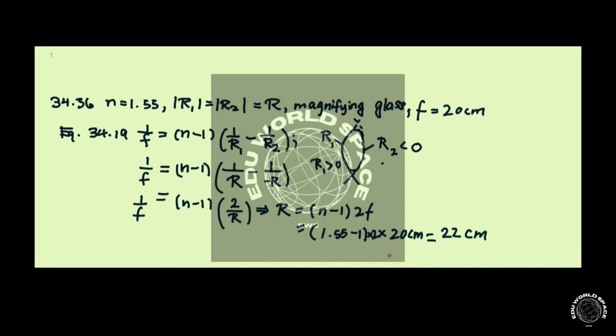And so this is the radius of curvature, or the magnitude of the radius of curvature, for both of these, R1 and R2.